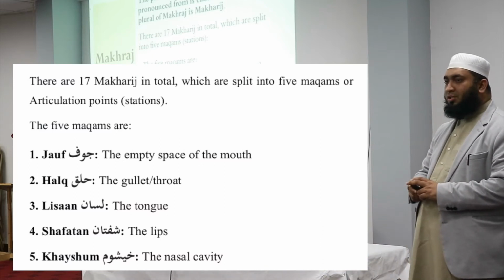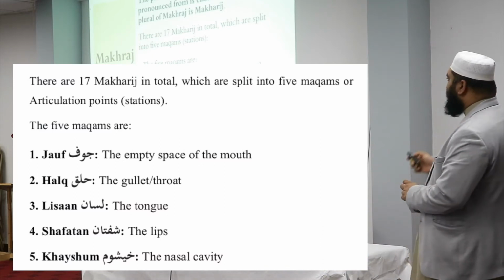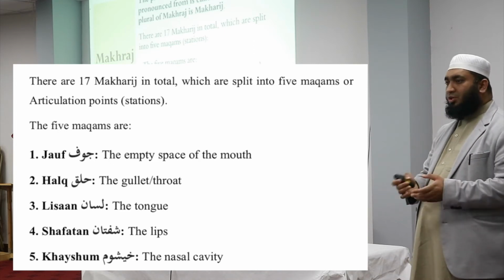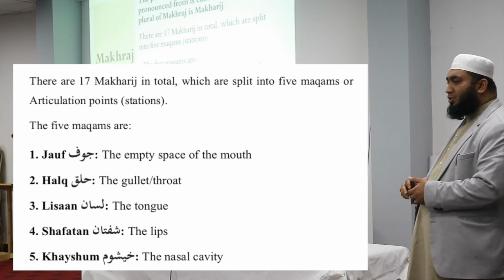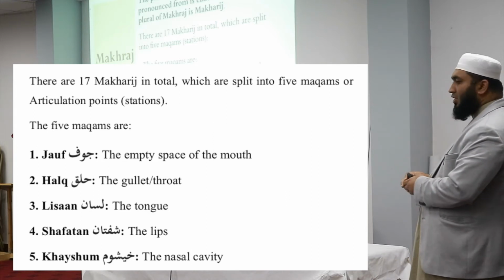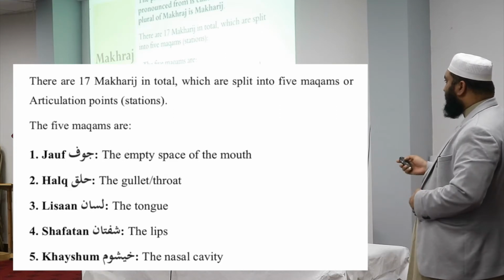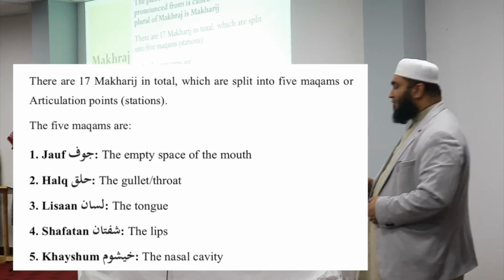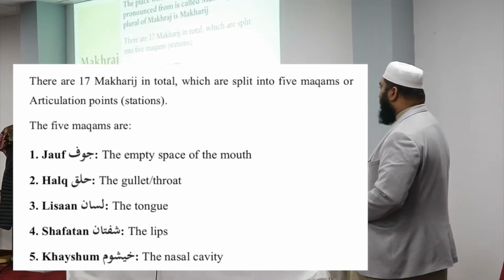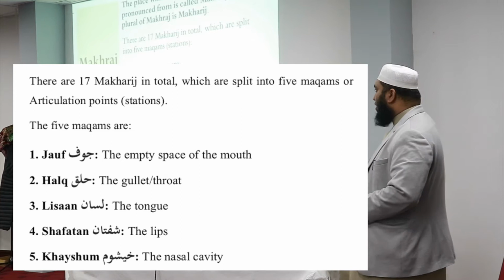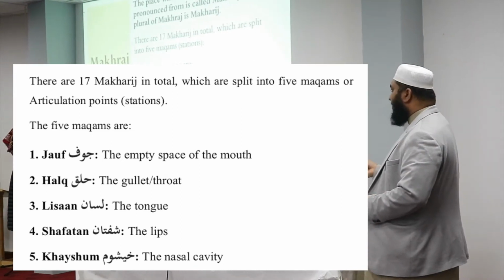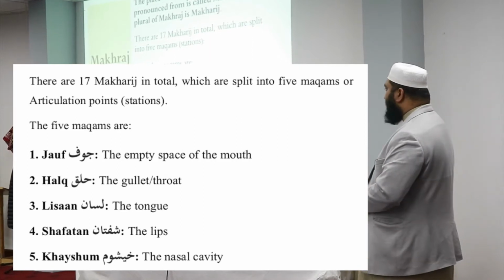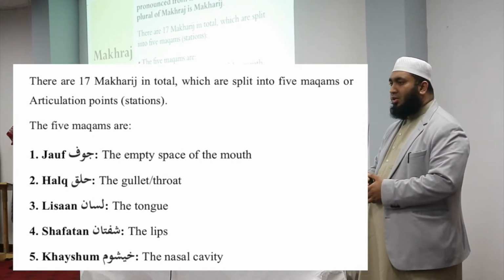The 17 Makharij are split into 5 maqams. Maqams mean stations or points of articulation. So we need to memorize the names of the maqams first. The 5 maqams are Jawf, Halq, Lisan, Shafatan, Khayshum. If we memorize the Arabic names: Jawf, Halq, Lisan, Shafatan, Khayshum.